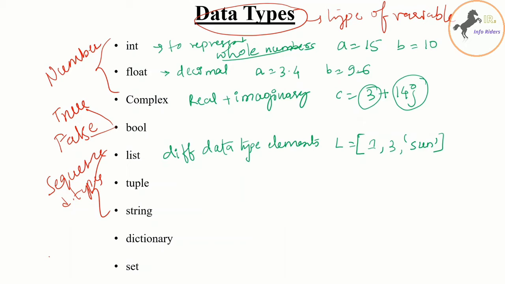Next is tuple. Tuple is similar to list, but the only difference here is that the tuple is immutable. I'll be discussing mutable and immutable in the later sections. Here just understand that immutable means it cannot be altered. The values cannot be altered here. Immutable. For example, t is equal to, it should be enclosed in round brackets.